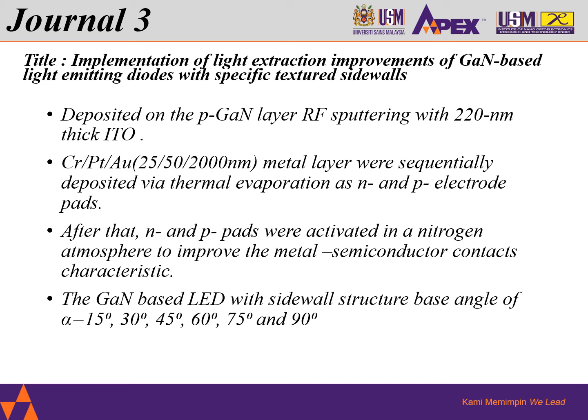And after that, to perform the metal layer, we deposit using thermal evaporation for the N-type and also P-type electrode pad. After completing the N and also P-type pads, we anneal in a nitrogen atmosphere to improve the metal semiconductor contact characteristic. You can see the GaN LED side wall based on the angle alpha: 15 degrees, 30 degrees, 45 degrees, 60 degrees, 75 and also 90 degrees.